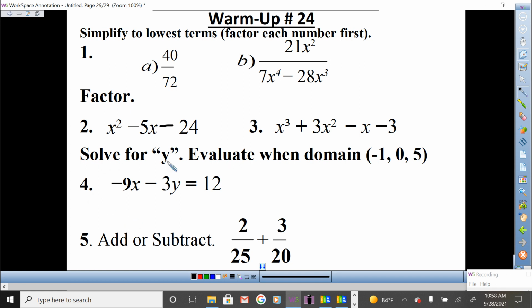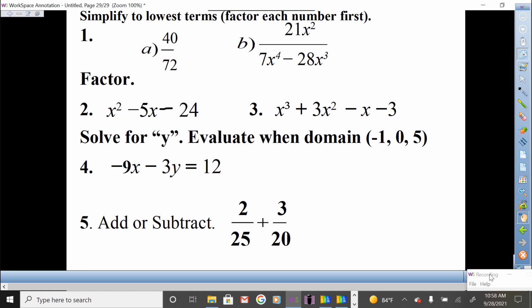For number 4, it says solve for y and evaluate when the domain is -1, 0, and 5. The equation given is -9x minus 3y equals 12. And number 5 reads add or subtract, and they give us 2 25ths plus 3 20ths.